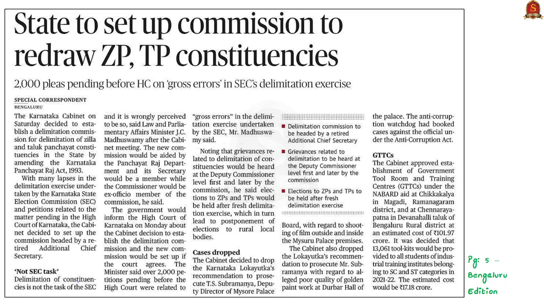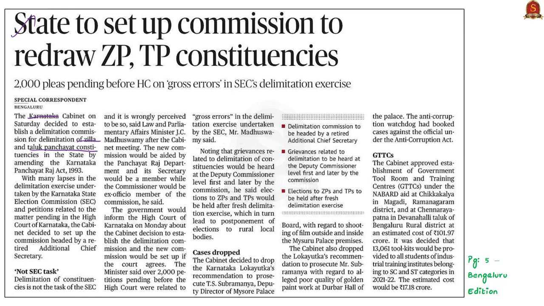Now let us take up this article for our discussion. The news article mentions that the Karnataka government has decided to set up a delimitation committee. This delimitation committee is set up for the Zilla and Taluk Panchayat constituencies. So in this backdrop, first let us understand what is delimitation.